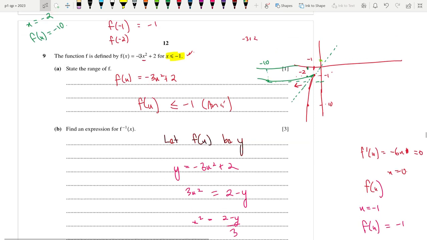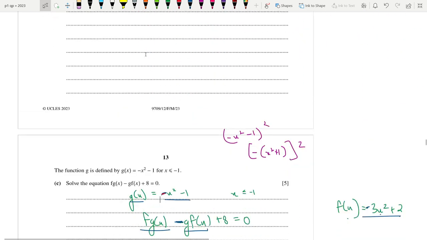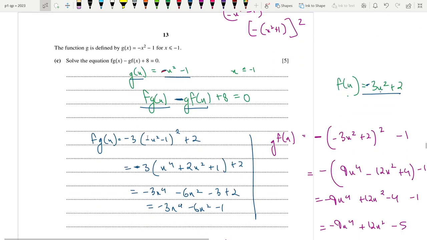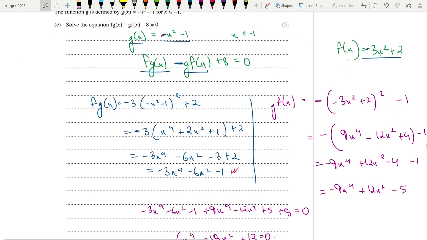So do you see this x here? I'm going to put g inside here. So fgx is minus 3, and inside the bracket we have minus x squared minus 1 whole square plus 2. So the minus sign doesn't really matter, since after whole square it turns positive. We actually end up with minus 3 inside the bracket x to the power 4 plus 2x squared plus 1, plus 2. This is the end result after simplification.